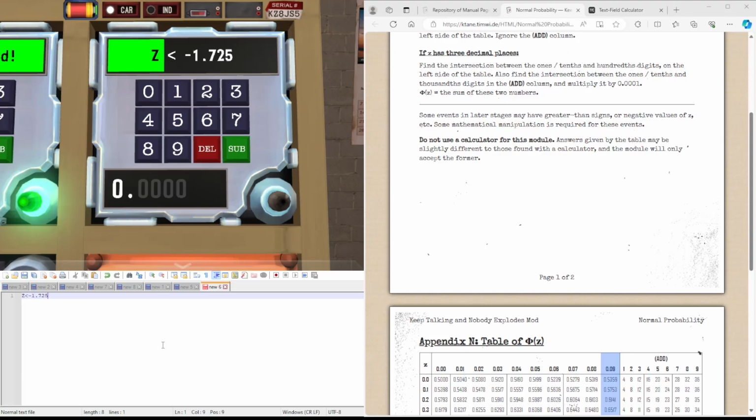So for this, it being less than the negative is the same as it being greater than the positive. Z being greater than the positive version, which we then have to take the complement of. So we could be calculating this.